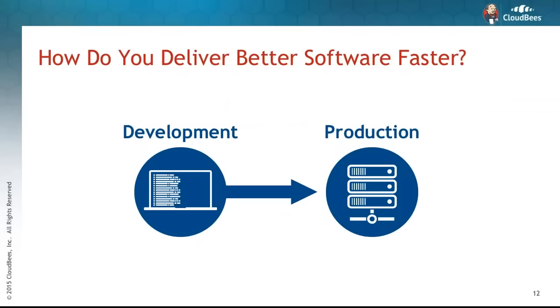So let's talk about this question: how would you deliver better software faster? It's all about taking that code change from development and moving it through some kind of testing system, some kind of pipeline, if you will, on its way to the production side.